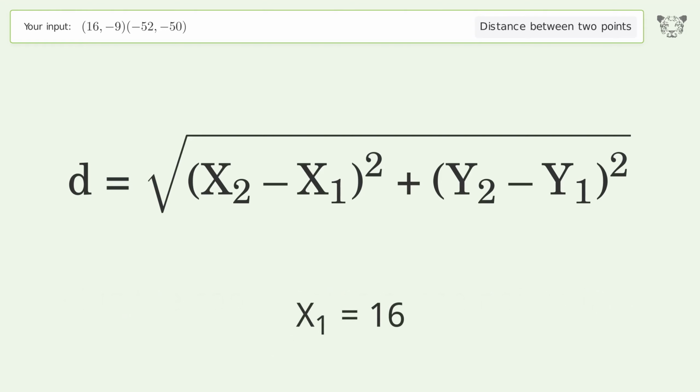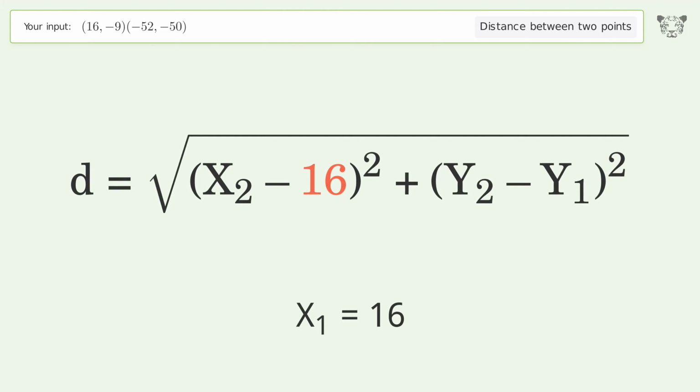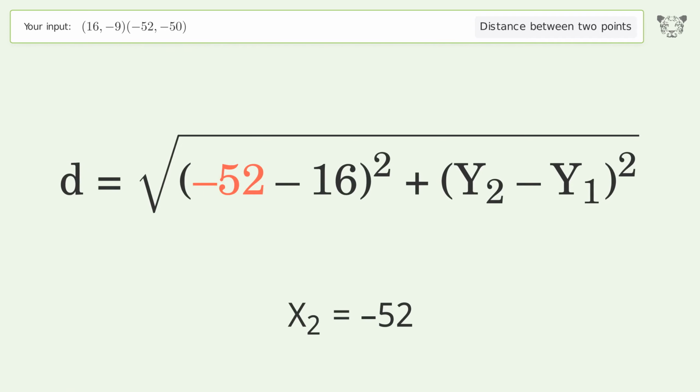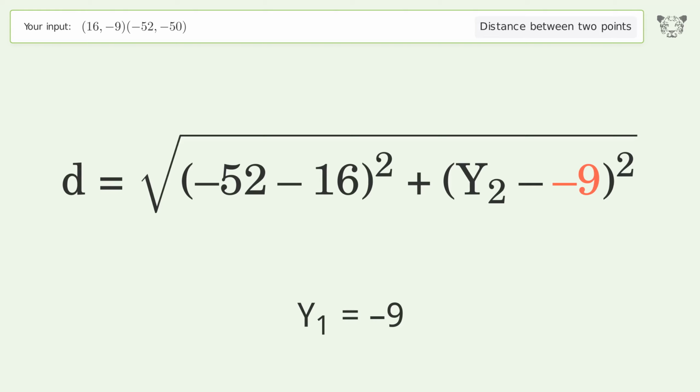x1 equals 16. x2 equals -52. y1 equals -9. y2 equals -50.